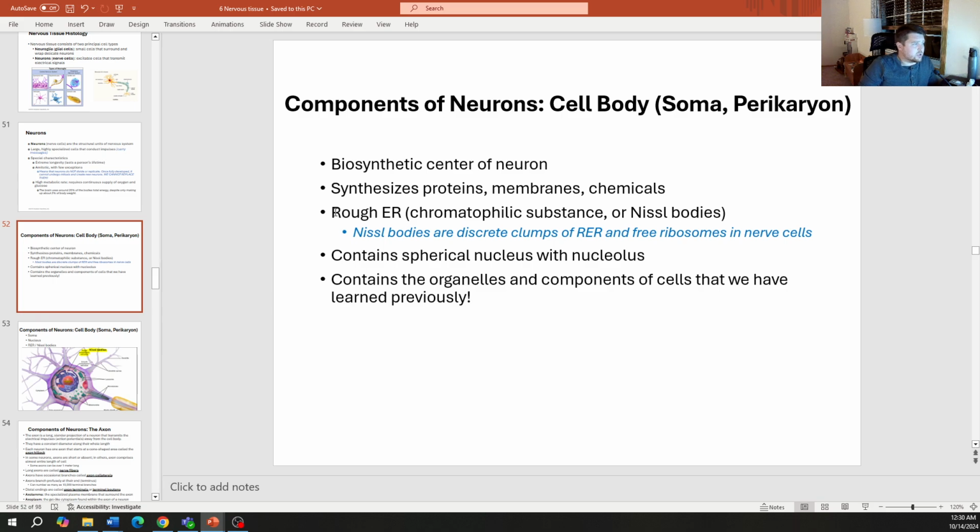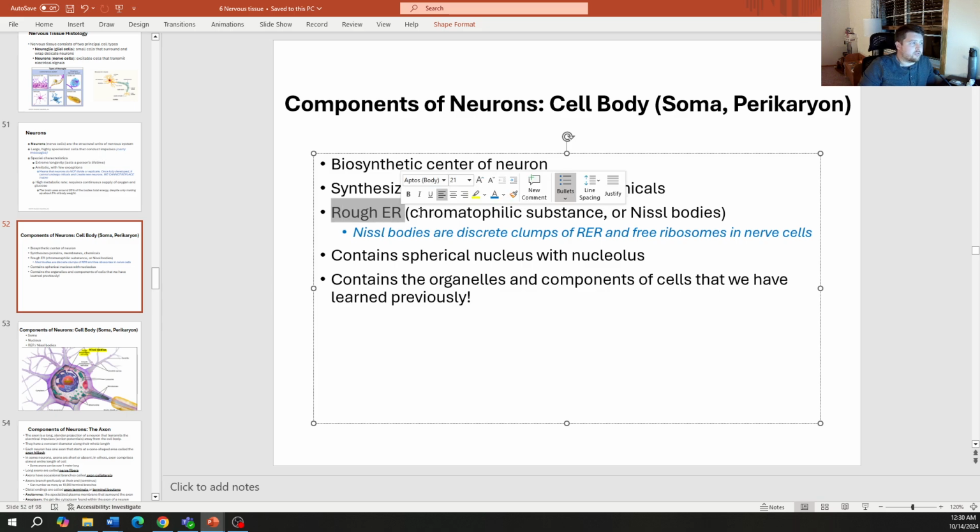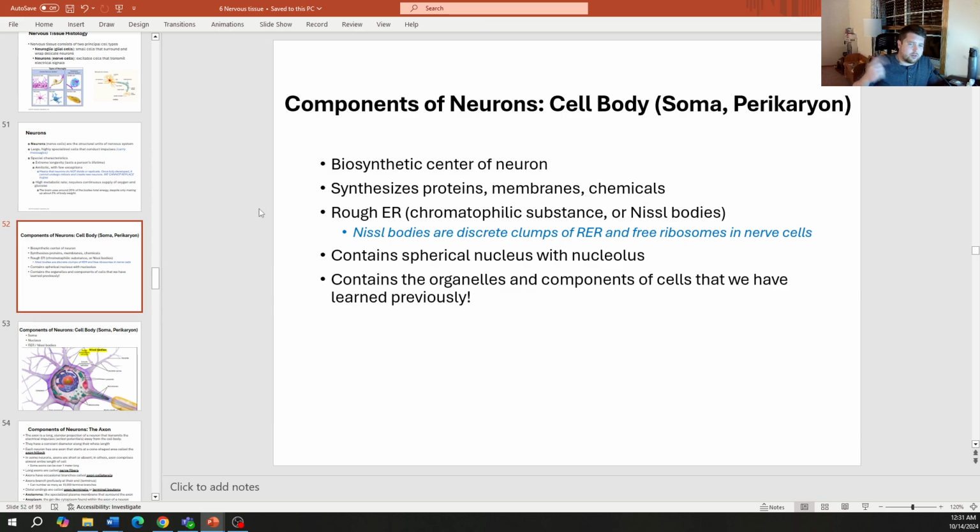We also have what is called rough endoplasmic reticulum in there. We've seen rough ER before, but we also get some special names for it. We can also call it, in the nerve cells, chromatophilic substance or Nissl bodies. Remember in part 1, we talked about Nissl staining, because that was the guy's last name, and he discovered these Nissl bodies. So Nissl bodies, chromatophilic substance, rough endoplasmic reticulum, all saying the same thing within the context of the neuron.